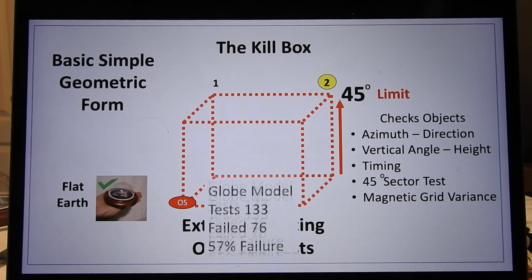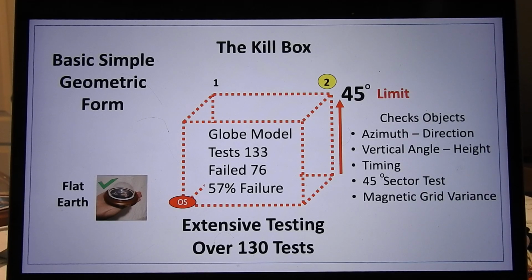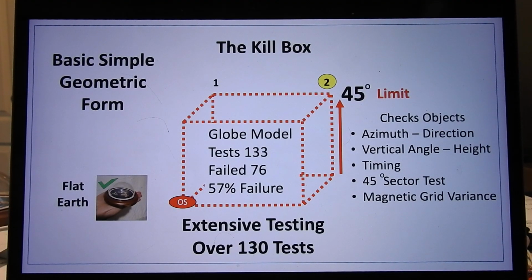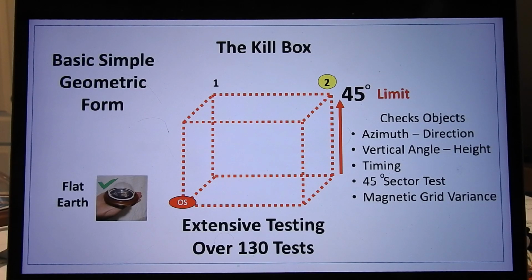Well, we find that after extensive testing, 133 tests, 76 failures for the globe model, or 57% failure rate, whether you're using both sets of timing, which are time set or sun plot method. Again, massive geometric failure for the globe model.